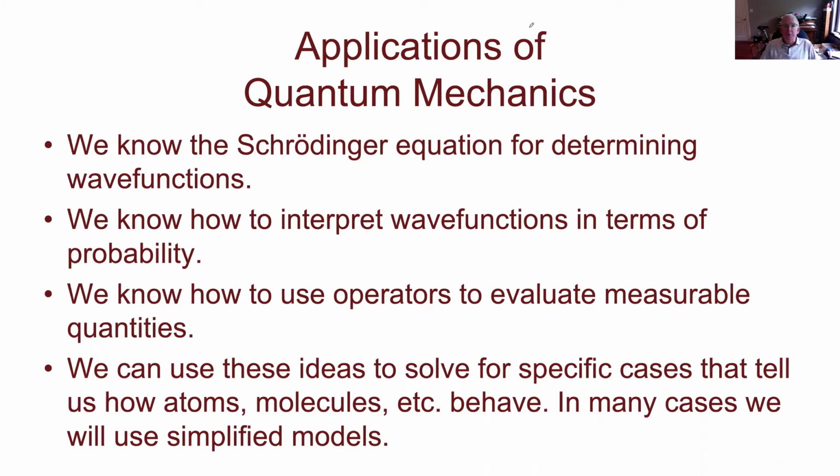First of all, we've learned about the Schrodinger equation, right? And we've learned that that's how we get wave functions. A wave function is a solution to the Schrodinger equation, okay? So that's how we generate a wave function for a particular system. We know how to make physical sense, how to interpret wave functions in terms of probabilities, specifically that psi squared tells us the probability density function, right, which tells us where we are more and less likely to find our particle, for example. We know a bit about how to use operators to extract information about measurable quantities, right?